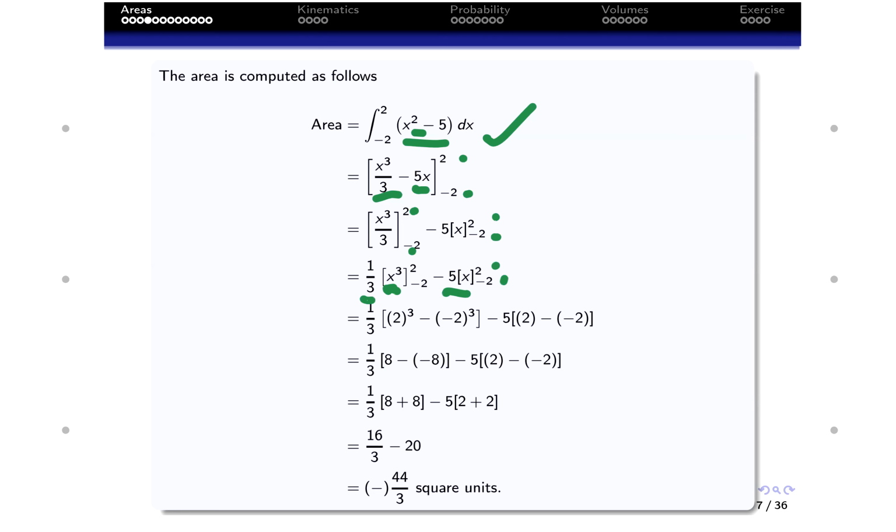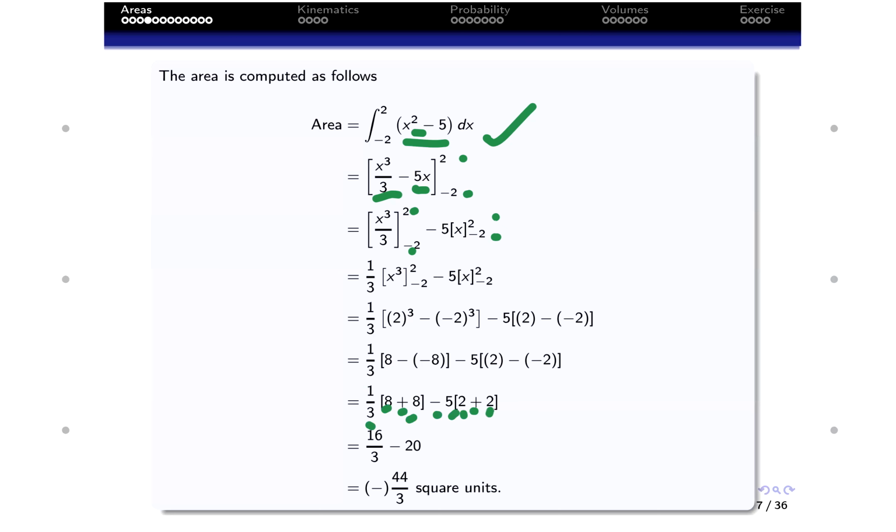So x cubed will now be 2 cubed minus minus 2 raised to power 3. The first 2 is the upper limit, that's 2 raised to power 3, and minus 2 raised to power 3. Then the same happens for 5x, so you have 5 times 2 minus minus 2, and that means you have 1 over 3. 2 raised to power 3 is 8, minus 2 raised to power 3 is minus 8. Then here you have minus 5 times 2 minus minus 2. Then we tidy things up and we have 1 over 3 times 8, minus times minus is plus 8. Then minus 5 times 2, minus times minus is plus, and then you have 2 like that.